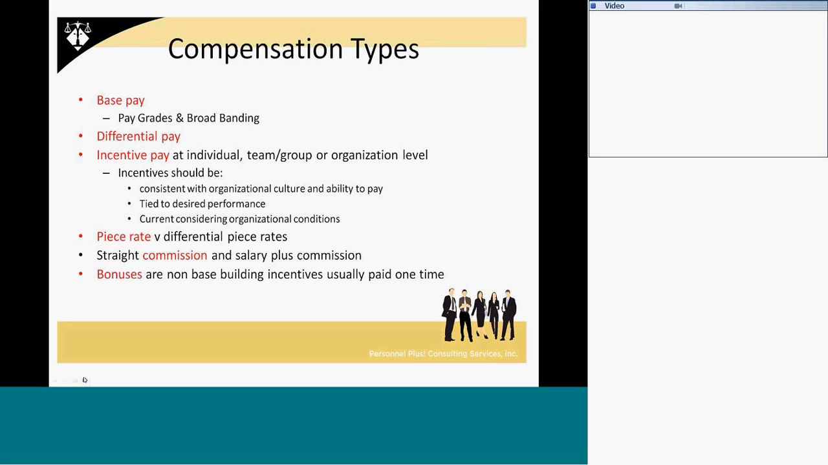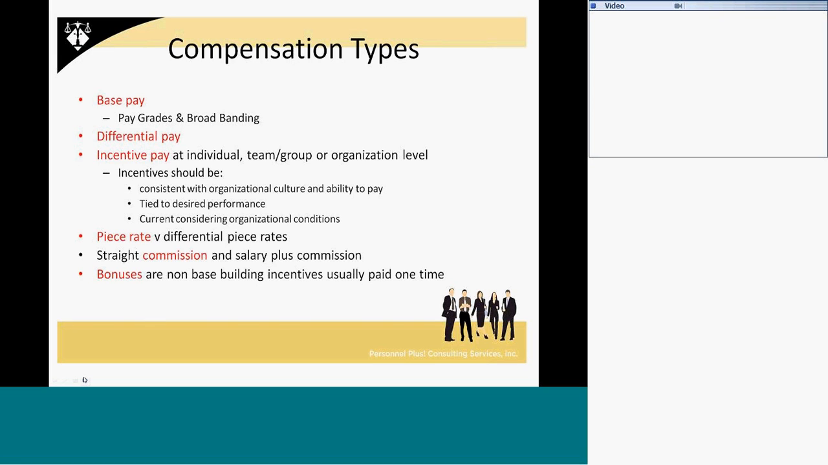Piece rate is where you pay people based on the number of completed work units. For example, for every widget that you do, for every square inch of advertising you sell, we will pay you X. So pay is directly related to the units of whatever you're selling.